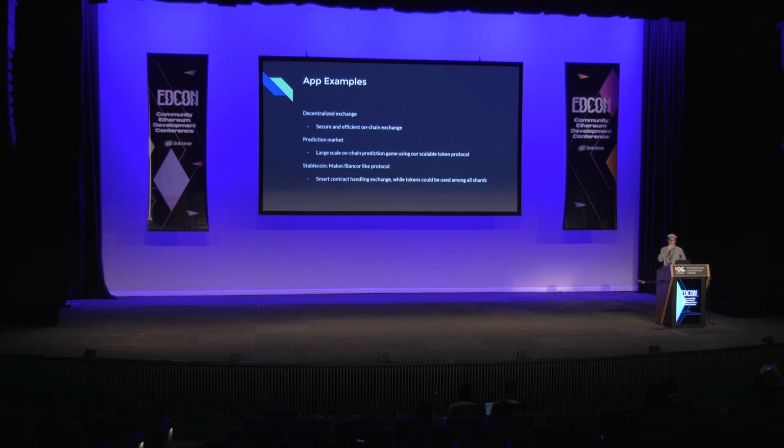First, we could actually build an efficient and fully on-chain decentralized exchange that we still don't have today. We could also build prediction games that will run at large scale using the token protocol. And last but not least, for stablecoin, Bancor, or MakerDAO kind of protocols, the handling of the exchange could be done with smart contracts, while the token will be distributed among all the shards. So we think it's a really nice scaling property. But anyway, in general, thanks to this native cross-shard transaction support, all applications could achieve better scalability.